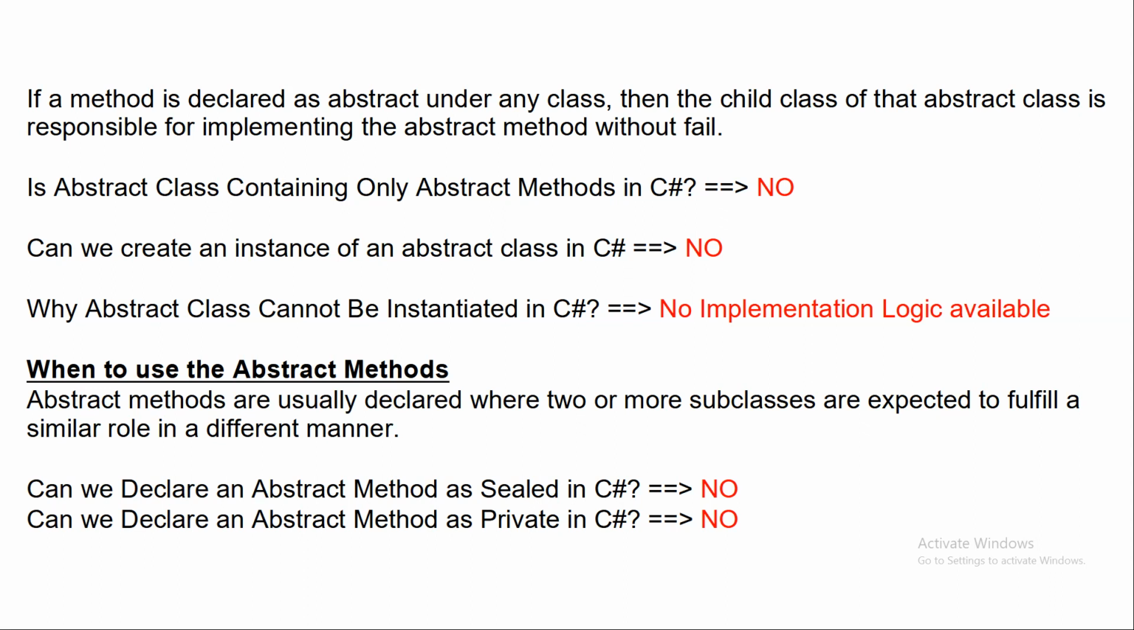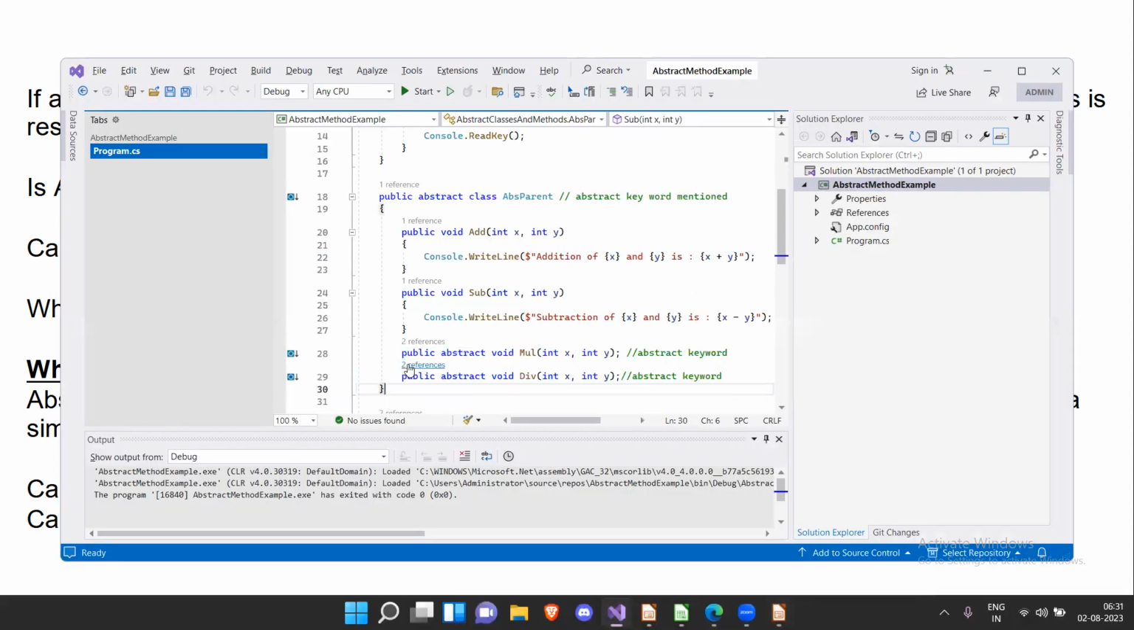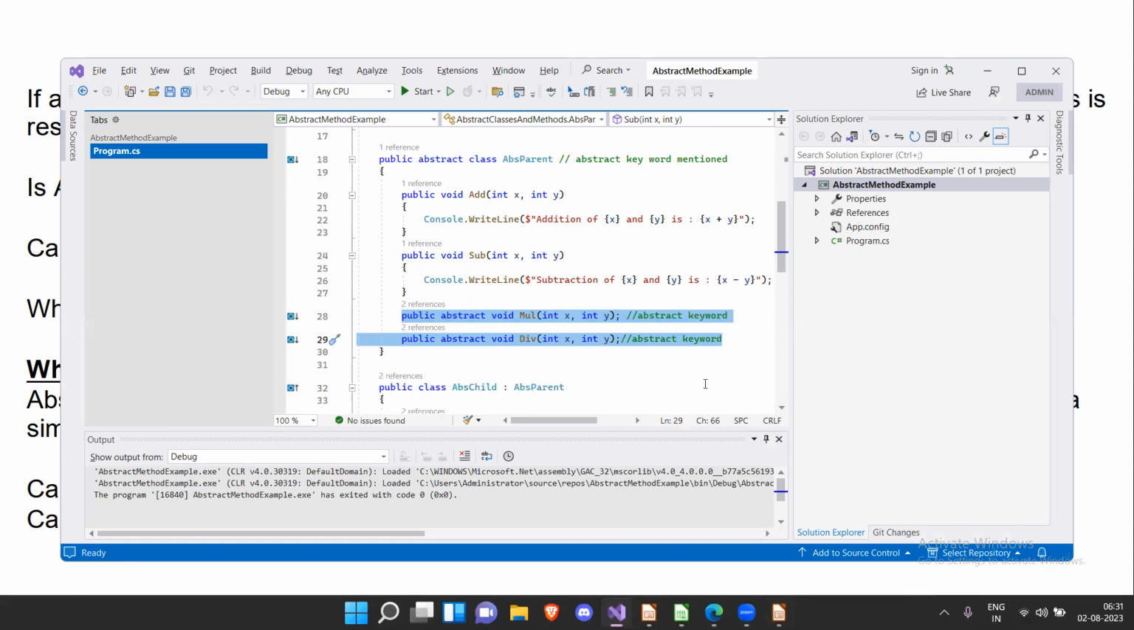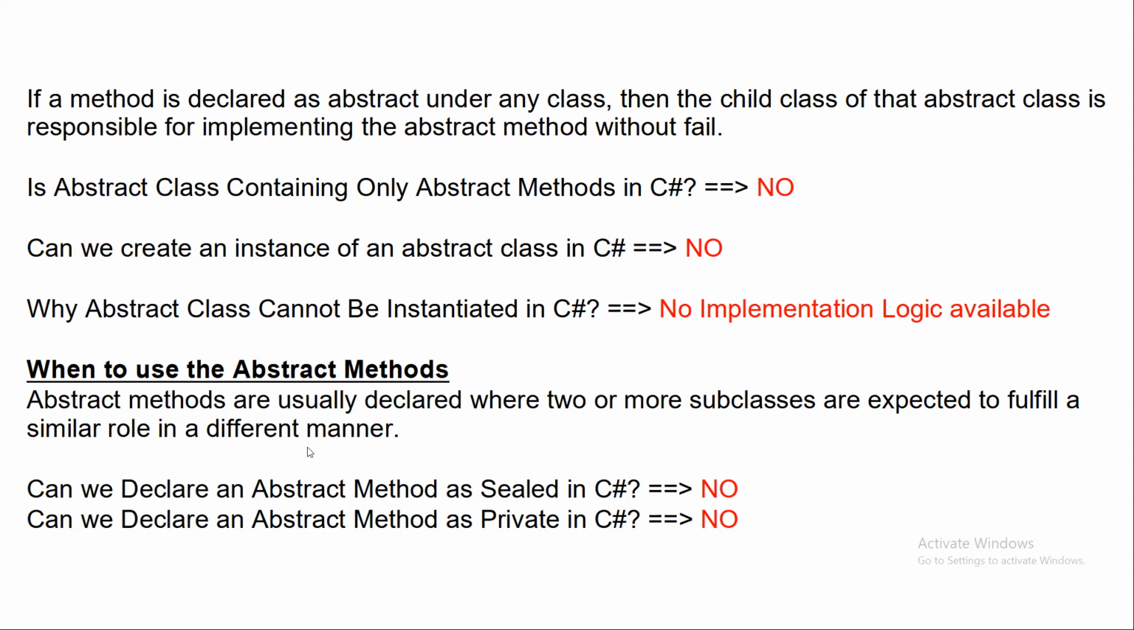Yeah, no, a sealed class cannot be inherited or used somewhere else. It has a sealed keyword. So if it is sealed, you cannot inherit that class. But if you cannot inherit the class, how do you implement the logic for these abstract methods? It is not possible, right? Sealed means you cannot inherit. Without inheritance, you cannot implement the methods. That's why you cannot declare an abstract method as sealed.